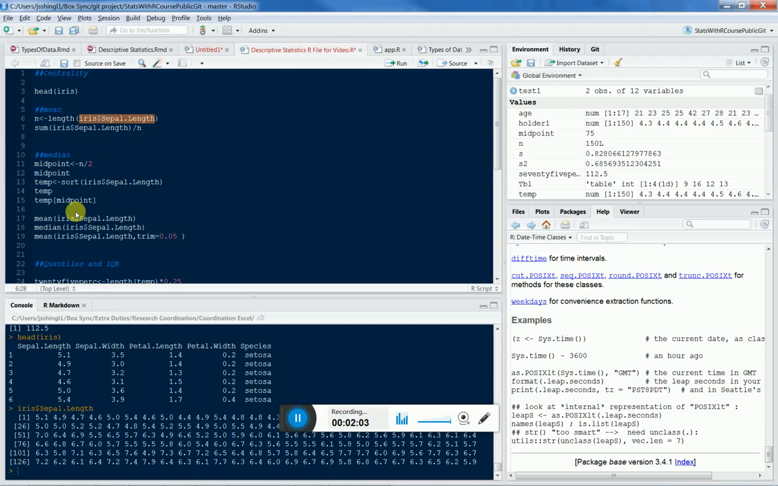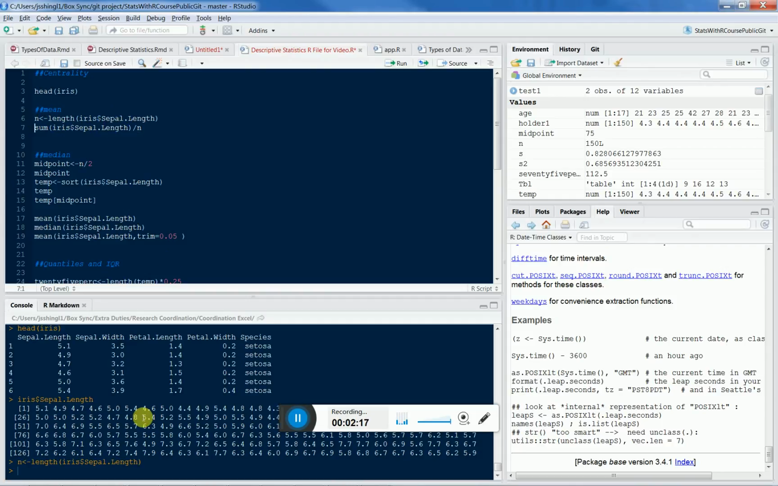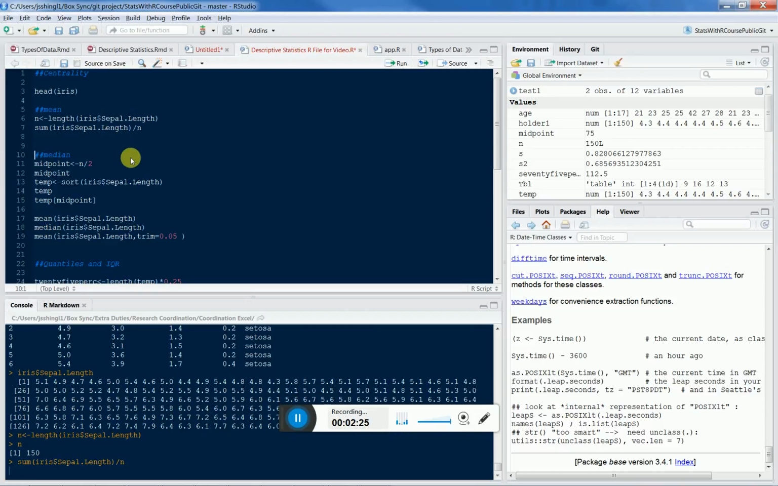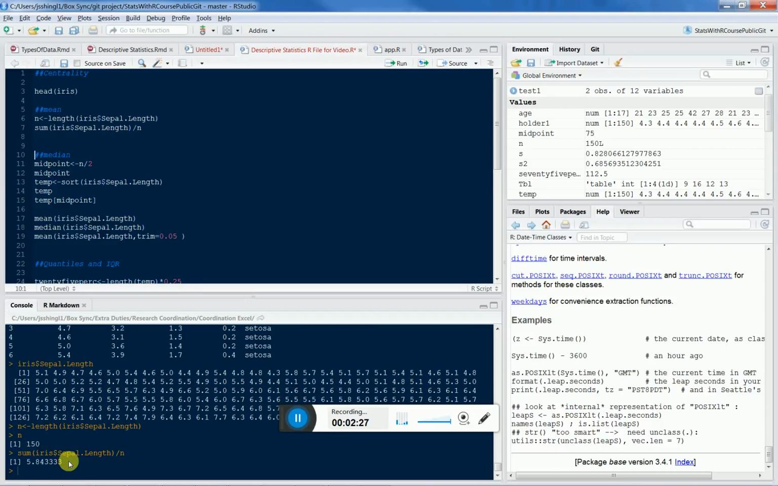First, we need to find the mean of the sepal length. We do this by dividing the summation of the vector of the sepal length by the number of values in the vector. We need the number of observations. I'm going to call that n here in the sepal length column. So it gives us 150 observations, and I sum them up and I divide by n. That gives me a mean sepal length of about 5.843.